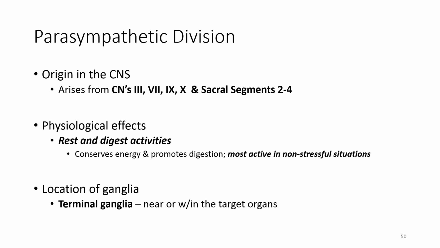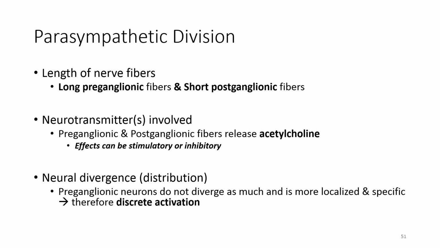So the location of ganglia, the swellings where the cell bodies are, are what are called terminal ganglia. So these are near or within a target organ. That means they're actually going to synapse onto the organ or very, very close to it. And I'll show you pictures of that here in a little bit. The length of the fibers are really long before that big swelling of cell bodies. So those are called long preganglionic fibers, and very short postganglionic fibers. And again, I'll show you pictures of that. I know those are big, scary words.